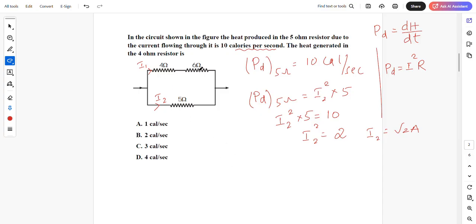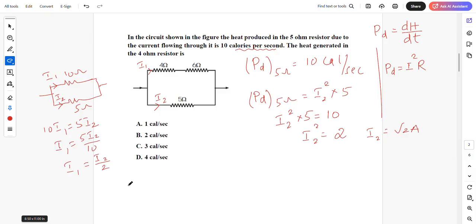How to calculate I1? See, these two are in series, right? This is 10 ohm and this is 5 ohm. This is I1 and this is I2. What is the voltage here? Voltage will be 10 I1, which is equal to 5 I2. Therefore I1 will be equal to 5 I2 by 10, that is I2 by 2. Understood?